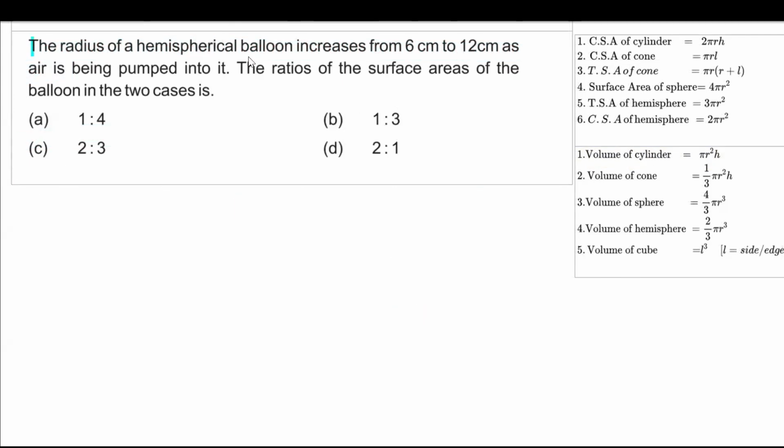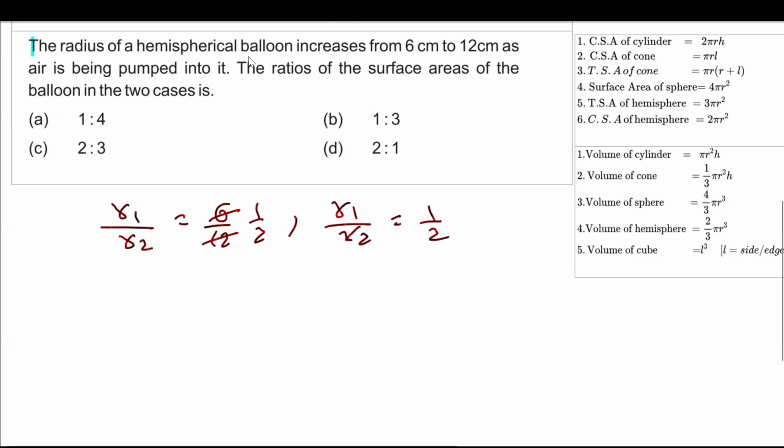In this question, it says the radius of a hemispherical balloon increases from 6 centimeter to 12 centimeter as air is pumped into it. What we have to find out is the ratio of surface area of the balloon in two cases. So we know the radius in two cases. Let's say R1 is the original and R2 is the new one. It is 6 over 12. Since we have to get the ratio, let's reduce it. And now we can say that the ratio of the radii is 1 over 2.